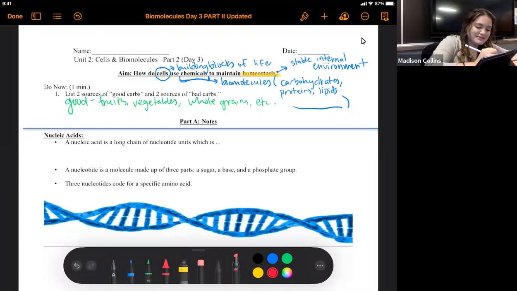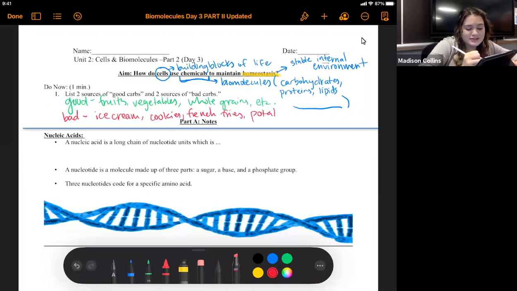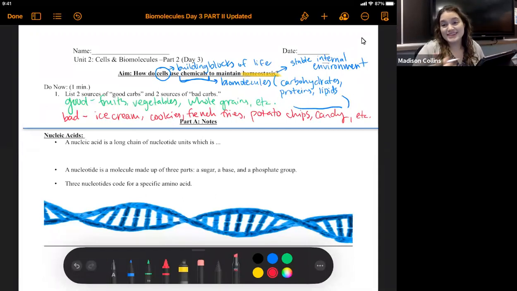But on the other hand, bad carbs, all of my favorite foods: ice cream, cookies, French fries, potato chips. Oh, guys, this is so hard. Candy, right? All of those are bad carbs. These are things that we need to steer clear of. Yes, they give us energy, but it's not the best food to be consuming. So aim to get energy from those good sources of carbs rather than the bad.